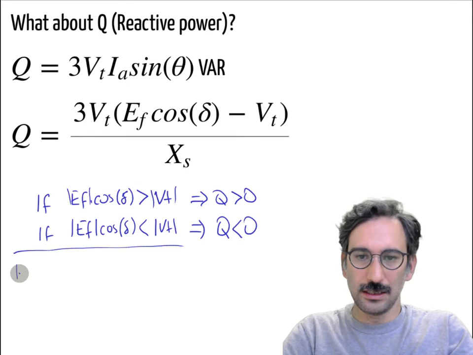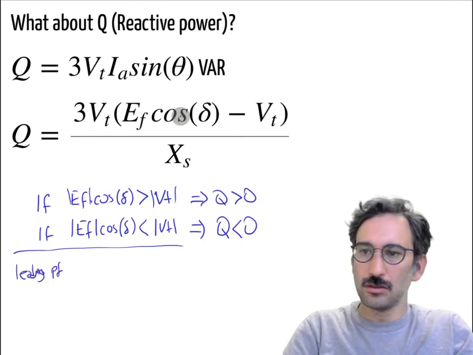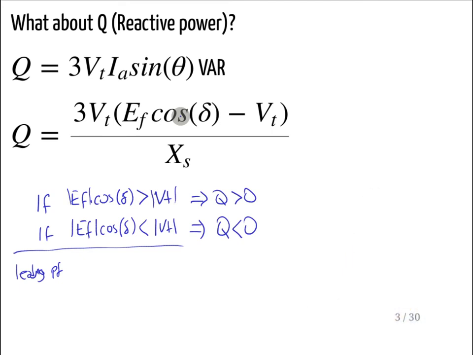Let's have a look at a leading power factor. Let me try to draw it here so we will have more space. That will be again our Vt, right? Then in this case, let's use a leading power factor. So this is IA.